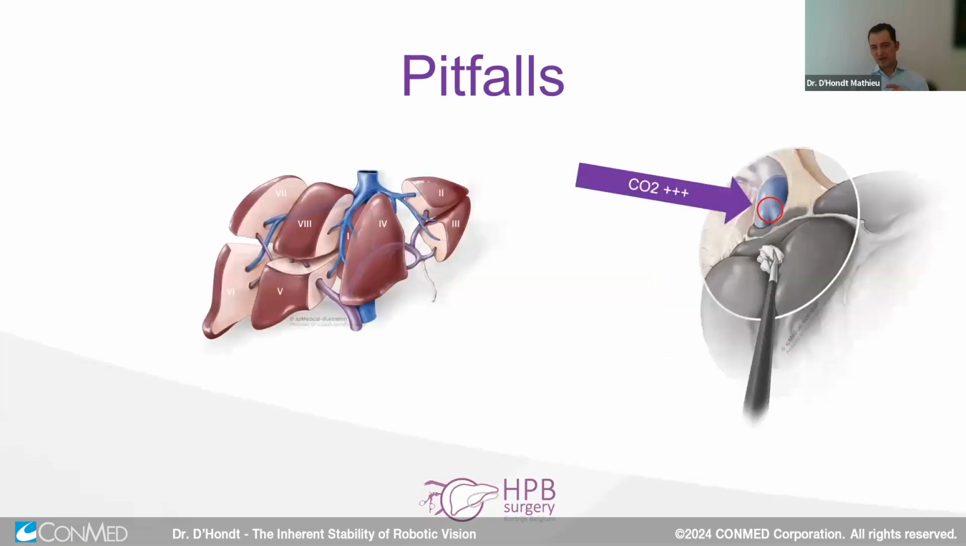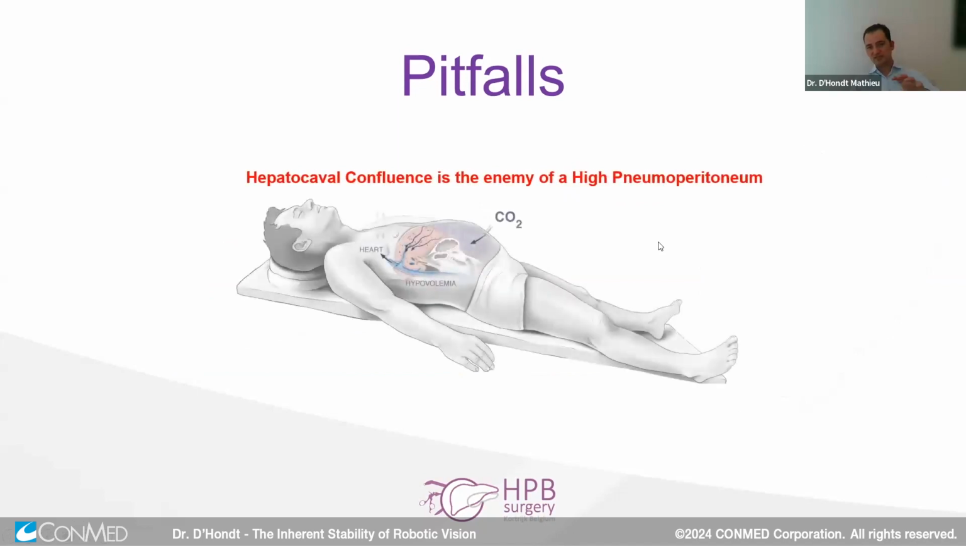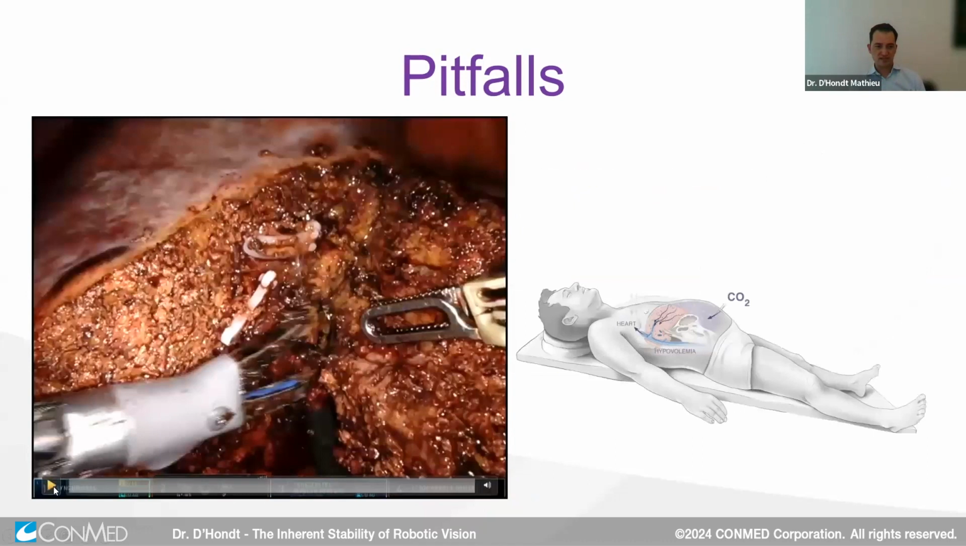So this is what can happen if you have a tear upwards there at the tumor at the hepatocaval confluence. You have a big hole immediately, CO2 is pushed into the heart. So the hepatocaval confluence is the enemy of high pneumoperitoneum. If you're working high up in the liver, lower your pneumoperitoneum. I will show you a video. So this is actually the dynamic system: high CO2, the pressure at 8, hypovolemia, inspiration, expiration. This is the environment where you're working in. So that's why the communication with the anesthesiologist is very important.